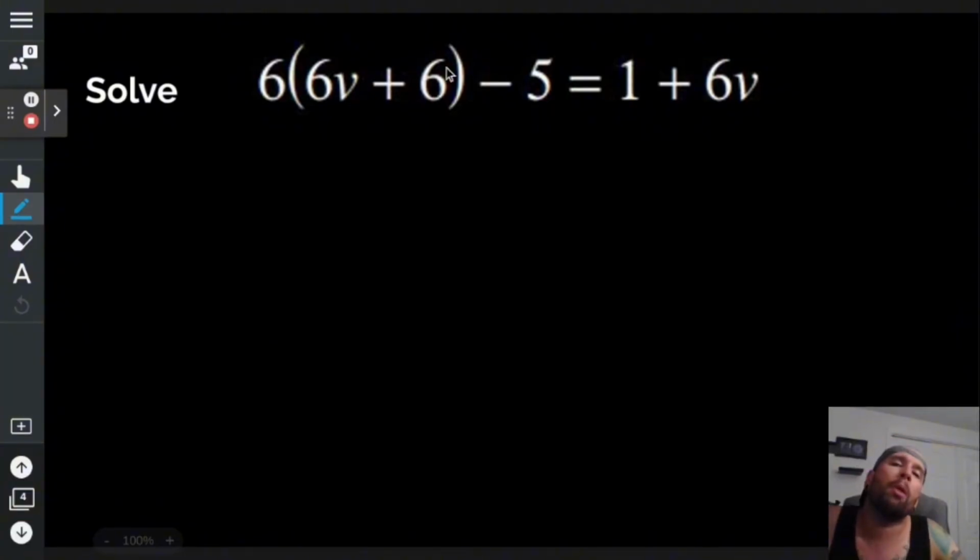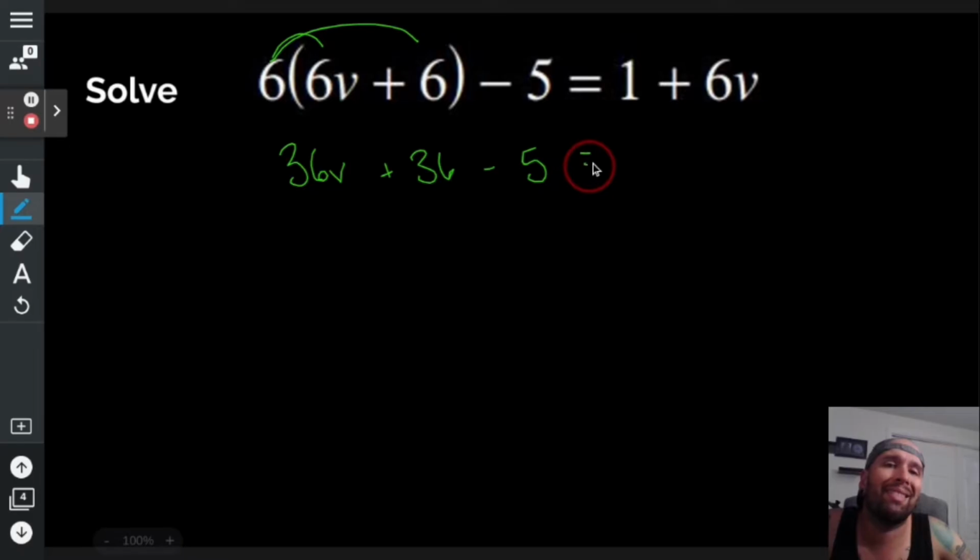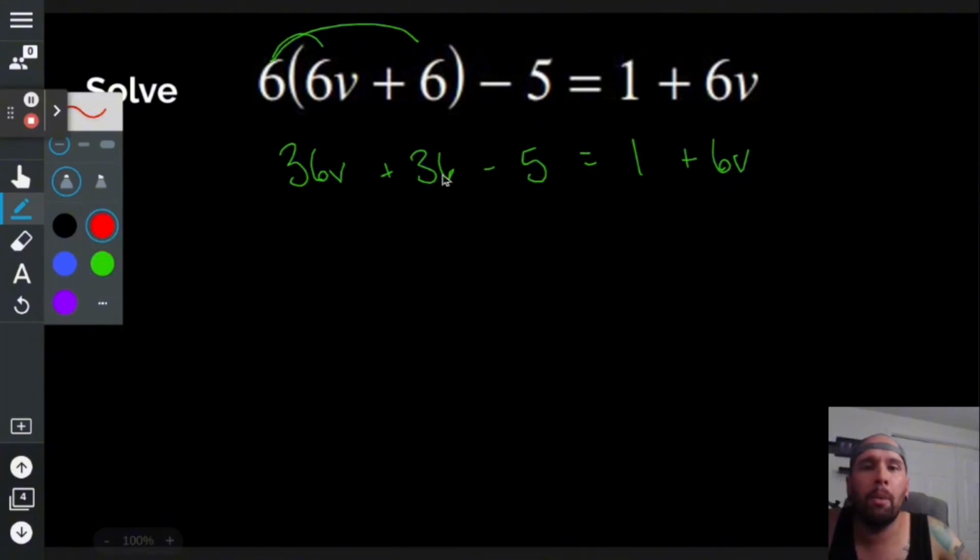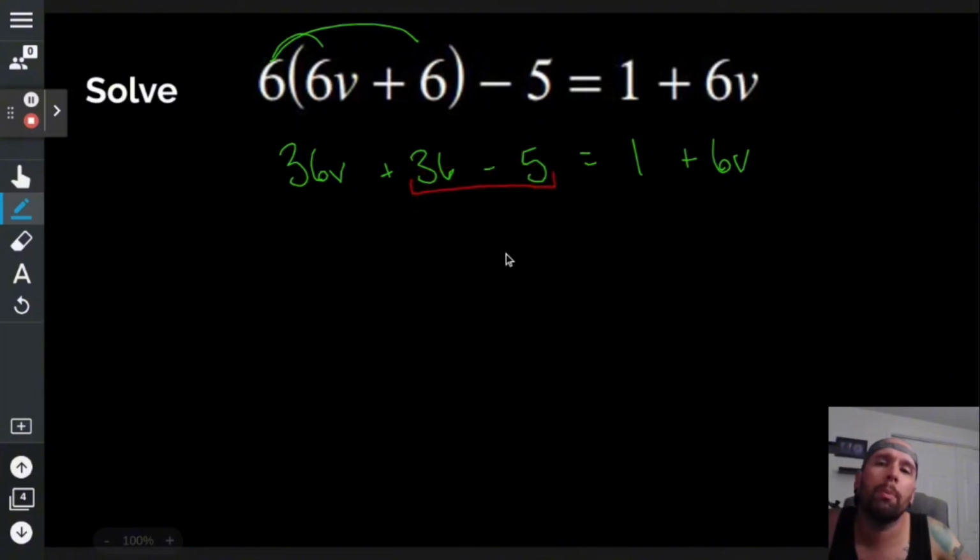Now we have distributive property again, but it looks like there's variables on both sides of the equal sign. Let's distribute first. Whenever you have distributive property, that's 99% of the time the first thing you're going to want to do. So 6 times 6v is 36v. 6 times +6 is +36, and everything else just kind of falls into place. -5 equals 1 plus 6v. Let us combine like terms.